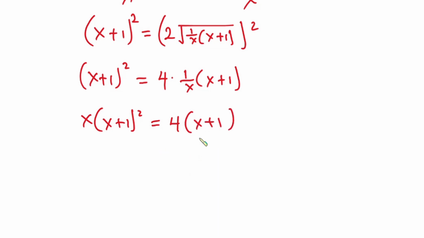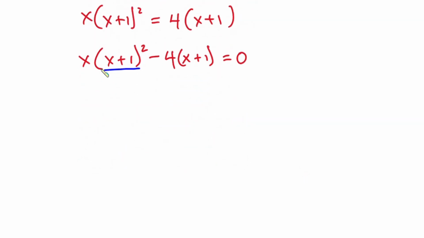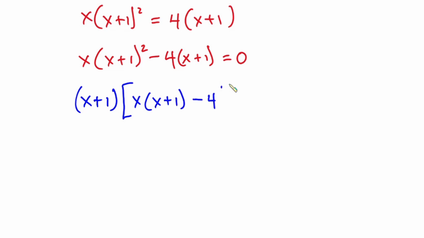Right. Now I'm going to equate everything to 0, so we have x into x plus 1 squared minus 4 into x plus 1, and this is equal to 0. Right. Now you can see we have x plus 1 here, and then it is also here as well, so I'm going to factor it out. So we have x plus 1, then I'm going to put this one in big bracket, then x into x plus 1 minus 4, and this is equal to 0.